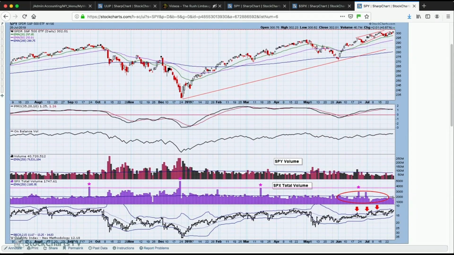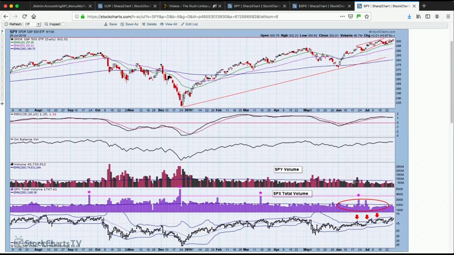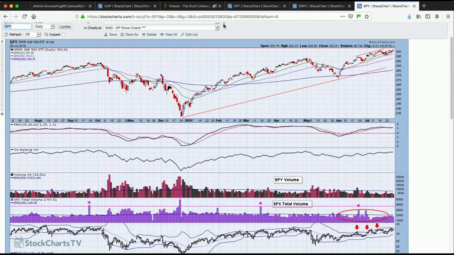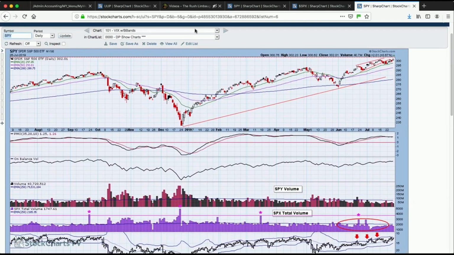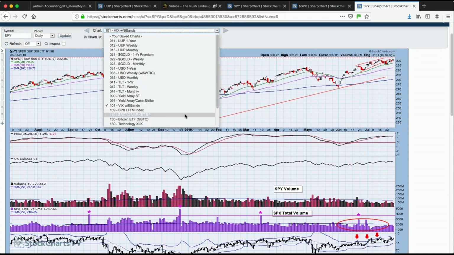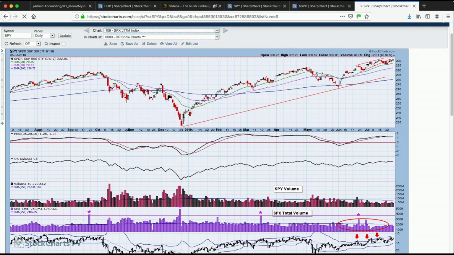Here we have, notice we're still thin on volume, even though it's going higher. It's very thin on the total volume for the S&P. And again, right, we talked about the VIX. Yeah, and there's that on-balance volume for the SPY too. I know you were mentioning. Right, and you can see that it's not confirming.